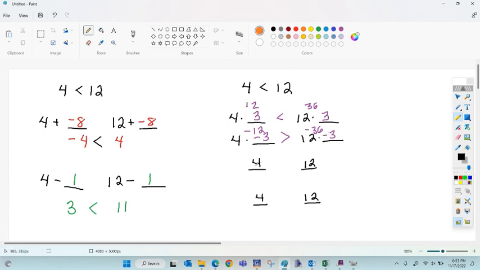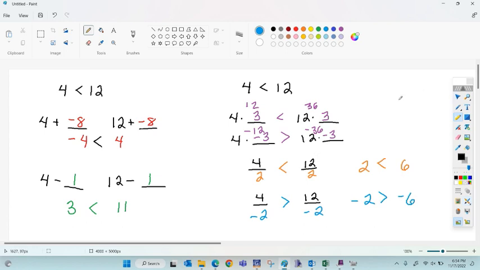Okay, let's take a look at dividing. Here's 4. 4 is still less than 12. If I divide by a positive number, such as 2, I get 2, and I get 6, and it is still less than. 4 is less than 12, 2 is less than 6. However, if I divided, instead of by positive 2, I divided by negative 2, I'd get negative 2, I'd get negative 6, and all of a sudden, it turns over to be greater than.